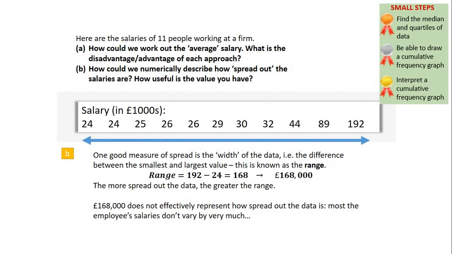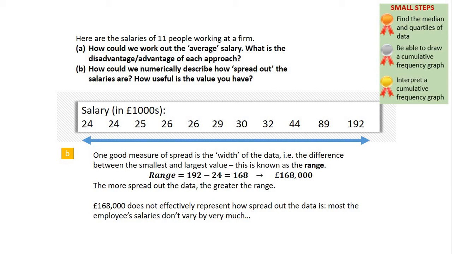For part B, it asked us how we could numerically describe how spread out the salaries are and how useful is the value that we have. A good measure of spread is the width of the data, i.e. the difference between the smallest and the largest value, which we know is called the range. So the range of the salaries is £192,000 subtract £24,000, which gives us £168,000. The more spread out the data is, the greater this range will be, and we can see this range of the salaries is quite high.